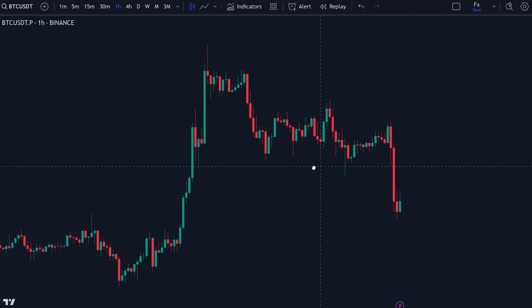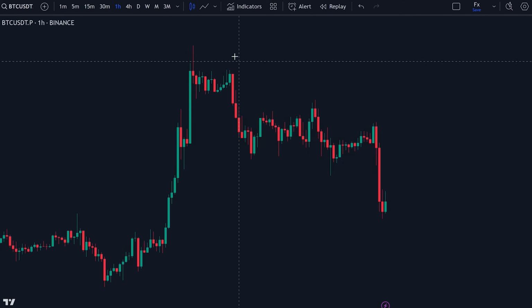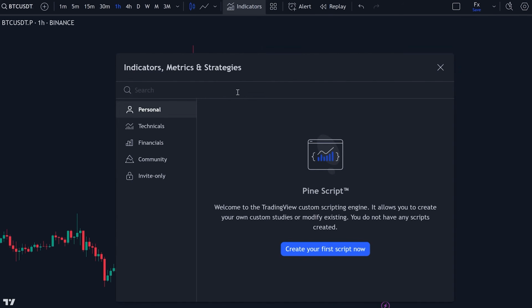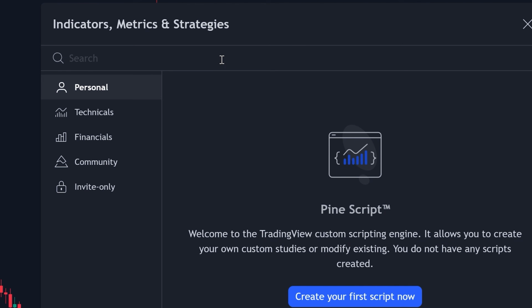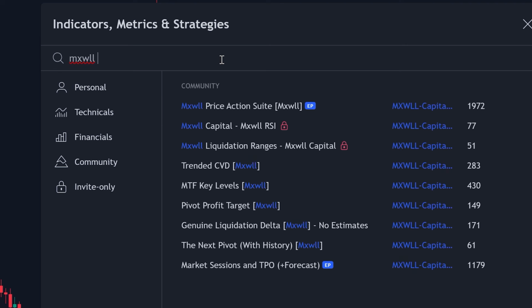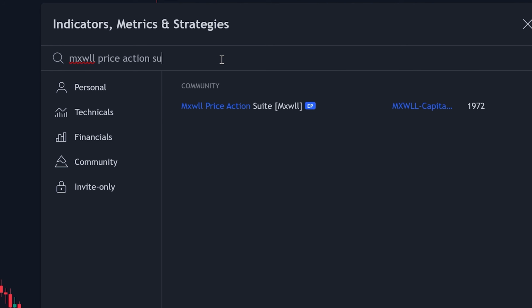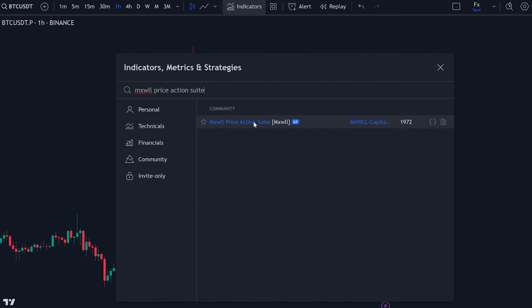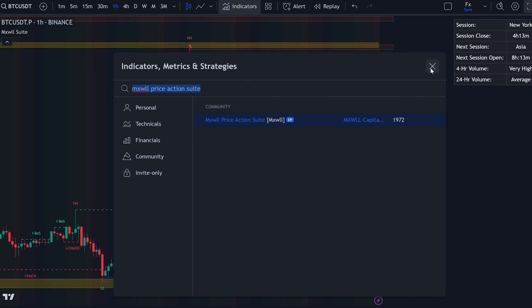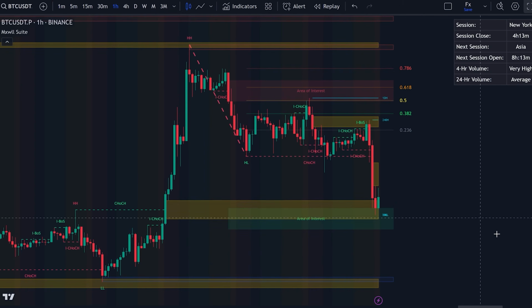Setting up the indicator on your chart is a simple process. Click on Indicator. Search for Mxwl Price Action Suite. It's going to be this one called Mxwl Price Action Suite, the Editor's Picks version, EP. Select the Mxwl Price Action Suite, the Editor's Picks version, EP. That's it. Now, let's take a look at the Mxwl Price Action Suite indicator on our price chart.